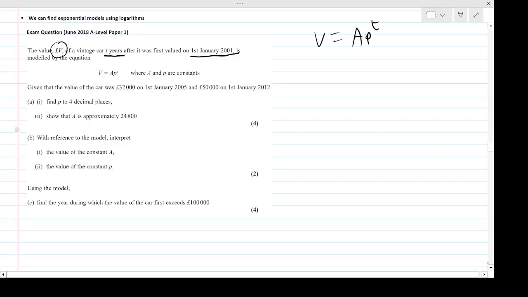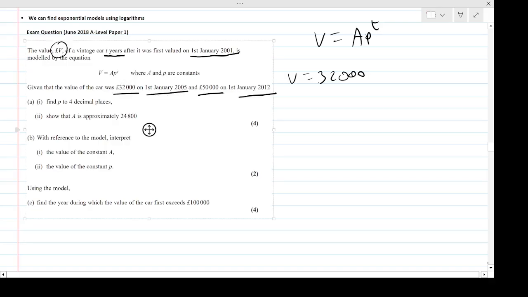And it says that the value of the car was 32,000 on the 1st of January 2005 and 50,000 on the 1st of January 2012. And we need to find P and then show that A is this. So we need to find A and P in my model here. And I'm going to use these values to help me. So firstly, I've got this information here. I'm told the value is 32,000. So V is 32,000.